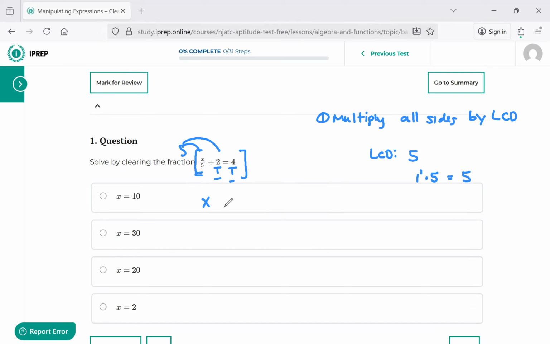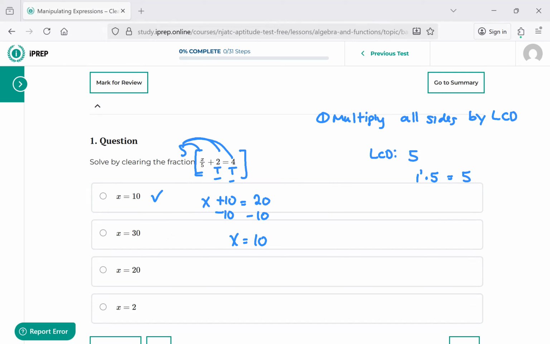What's 5 times 2? 10. And then what's 5 times 4? 20. Okay, so as you can see, the fraction is gone. That's what we want. And you go ahead and solve for x. So I'm going to subtract 10 from both sides. And you get 20 minus 10 is 10. Okay, that's simple.